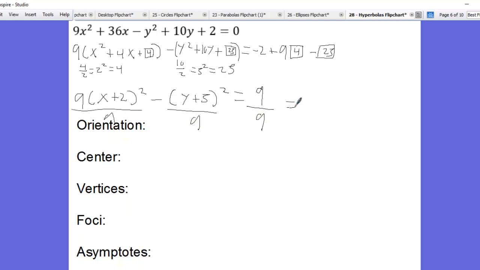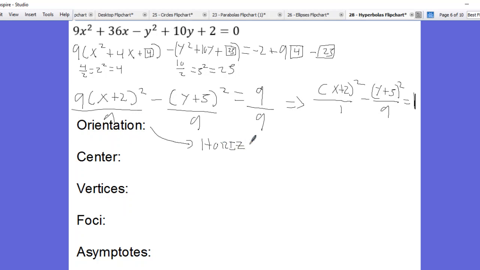And I will get (x plus 2) squared over 1 minus (y plus 5) squared over 9 is equal to 1. And once again, we have a horizontal orientation because the x term is positive. So our orientation is horizontal.